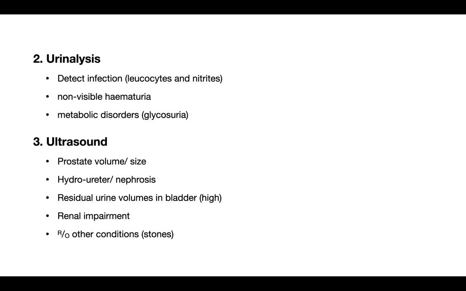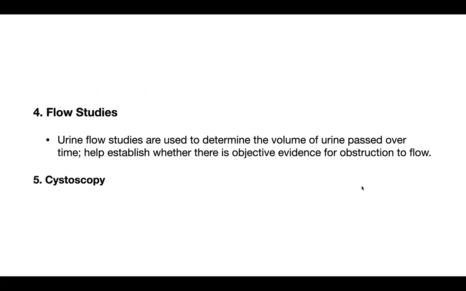bladder. So also renal impairment can be seen on ultrasound, because it will tell you how the renal parenchyma actually looks. And it will help also to rule out other conditions like bladder stones or ureteric stones or whatever might be causing the obstruction. And then we also have the flow studies. These are used to determine the volume of urine that is passed over a specific period of time. And they help to establish whether there is objective evidence of obstruction to the flow.